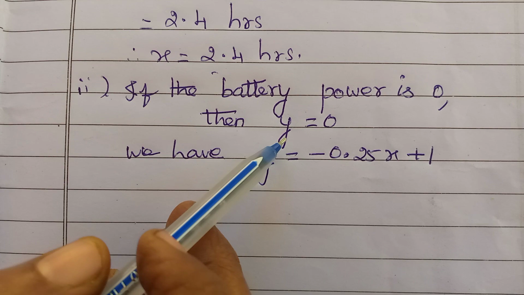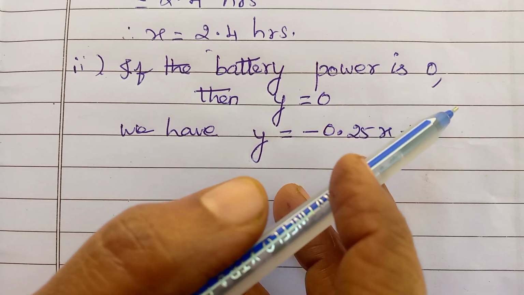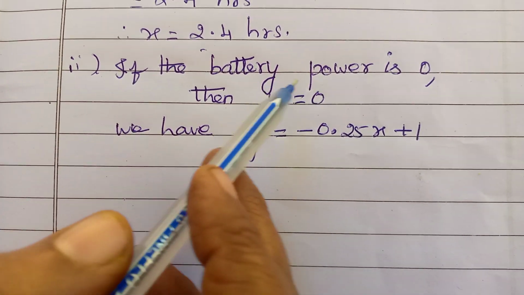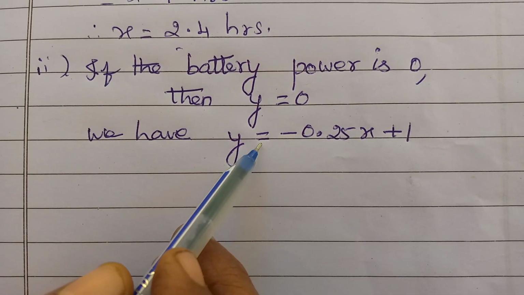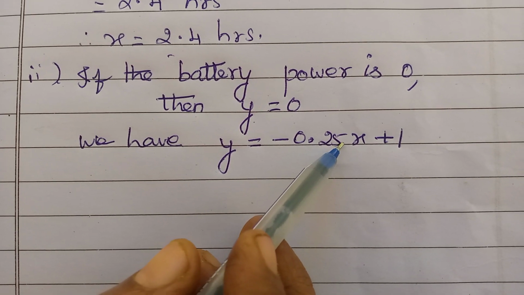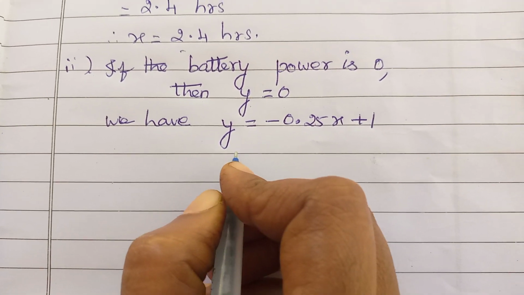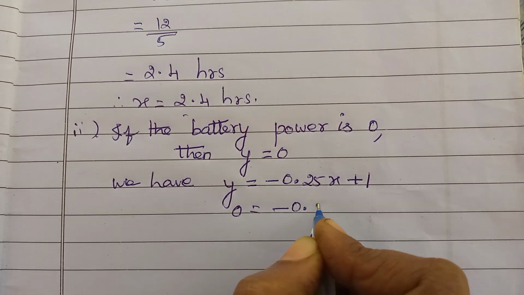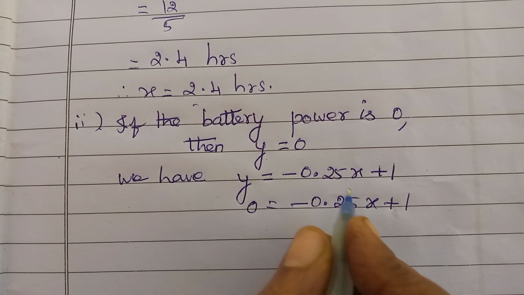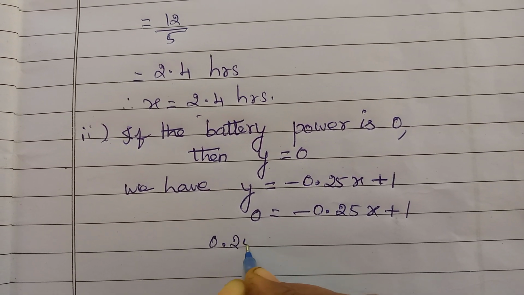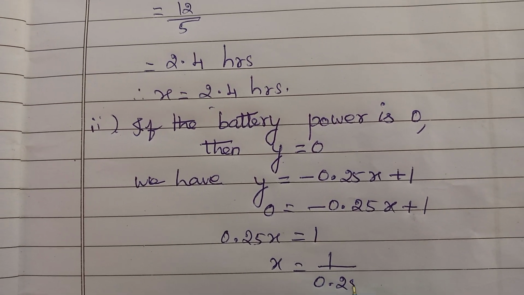So what is the second subdivision now? How long will it take to bring the battery power to 0%? If the battery power is 0, power means Y value is 0. Y is equal to 0. Given equation is Y is equal to minus 0.25 into X plus 1. Here we can put Y is equal to 0, so we get 0 is equal to minus 0.25 into X plus 1. Here also X only we have to find. So X term take this side, so it becomes 0.25X equal to 1. From here X is equal to 1 by 0.25.